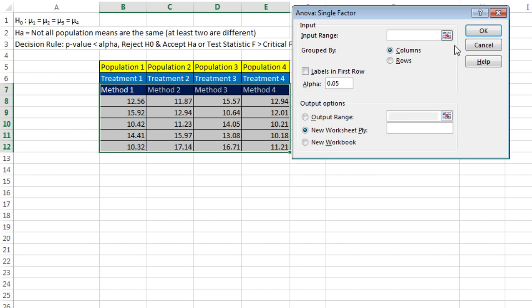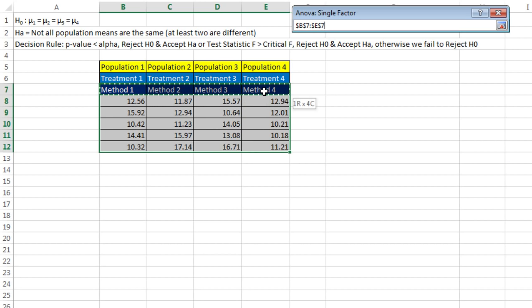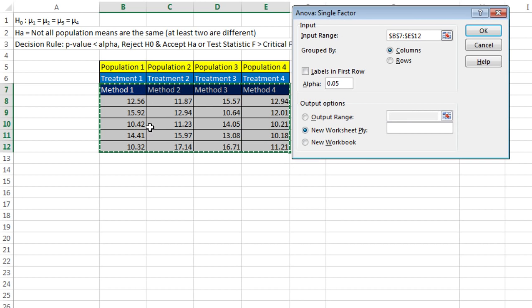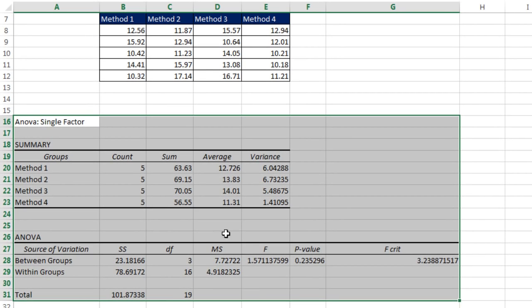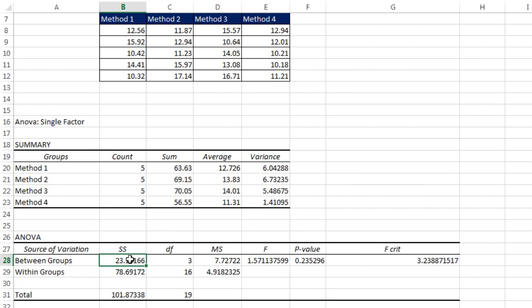And when I click OK, it'll ask me for the input range. Notice it's only one. Be sure and have your labels at the top and all your numbers. It'll know column, column, column. Each one of those is a different treatment. It's in columns. Labels are definitely in the first row. Our alpha is 0.05. Our output range, I'll put it right in A16. Look at that. There are our averages for each one. There are our variances. There's our sum of the squares.